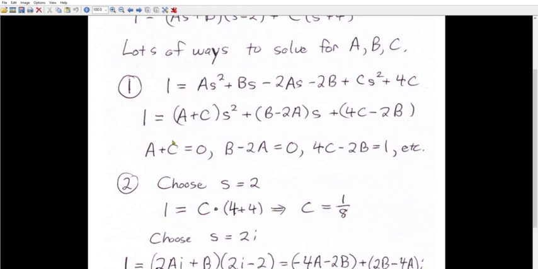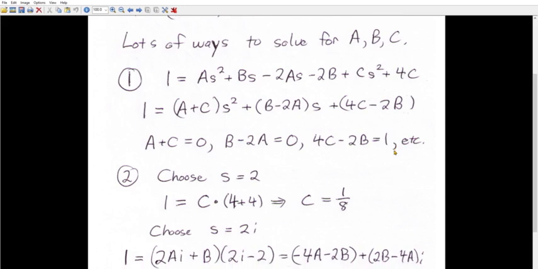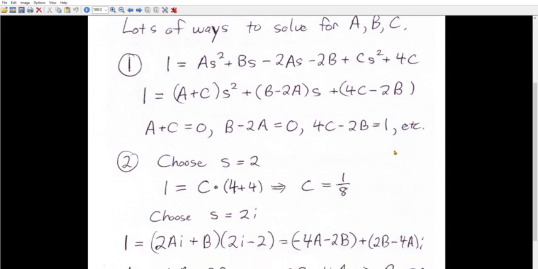Okay, so A + C must be 0. B − 2A must be 0. And 4C − 2B must be 1. And now you can solve this system. That's actually not my preferred method.